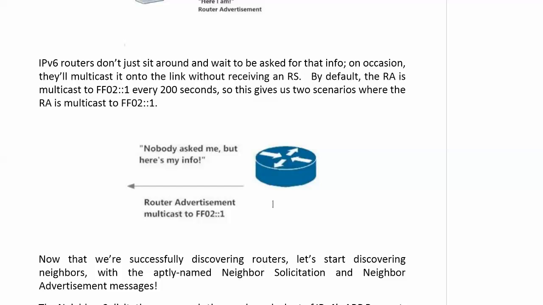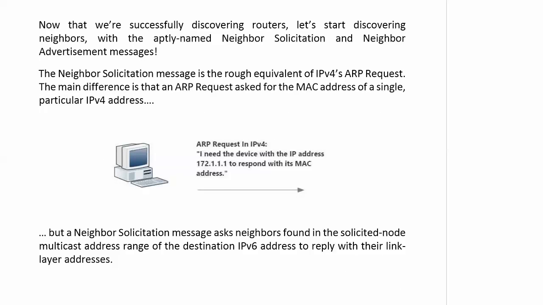Now let's talk about this neighbor solicitation, because there's a rough equivalency here to something in version 4. The neighbor solicitation message itself, the NS, is the rough equivalent of the version 4 ARP request. Now the main difference is that an ARP request asked for the MAC address of a single particular version 4 address. It said, okay, here's the IP address, 172.1.1.1, I need the MAC address of it. But a neighbor solicitation message asks neighbors found in the solicited node multicast address range of the destination version 6 address. It's asking them to reply with their link layer addresses.